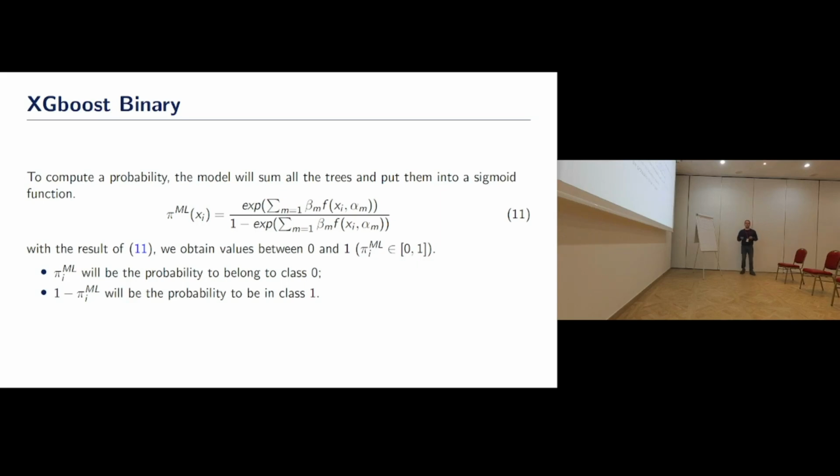And of course, to have something between 0 and 1, we are going to put all our trees that we build with the XGBoost in a sigmoid function. And so PML is going to be something between 0 and 1, like in the classic case. PML is going to be the probability to be in the class number 0, and 1 minus PML is going to be the probability to be in the class number 1.